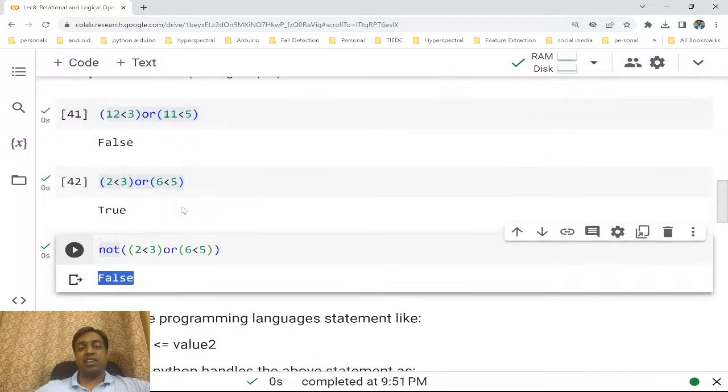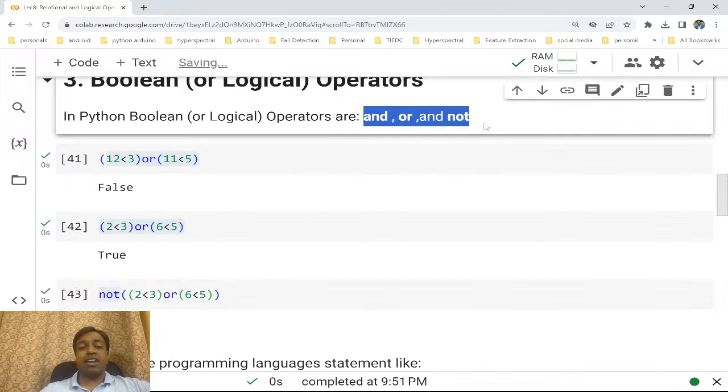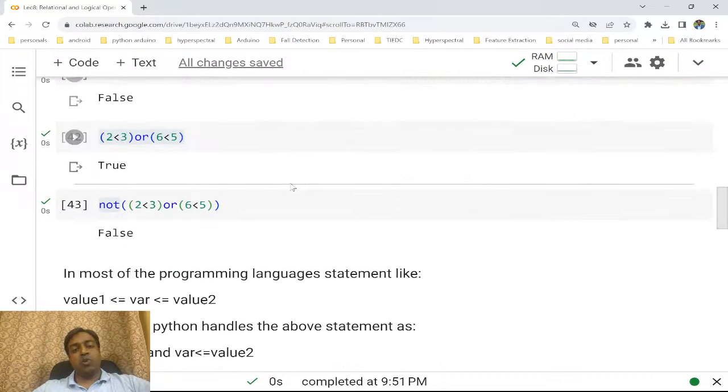So these are the three operators that are used to connect, to combine more than one question, right? So this is about logical operators.